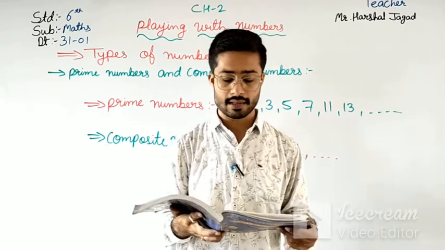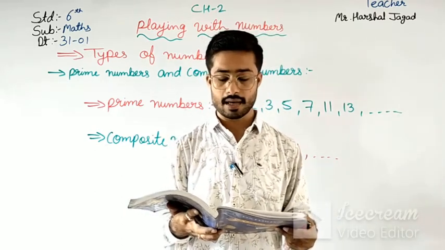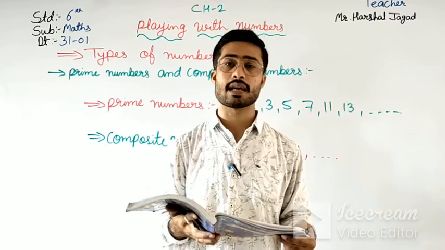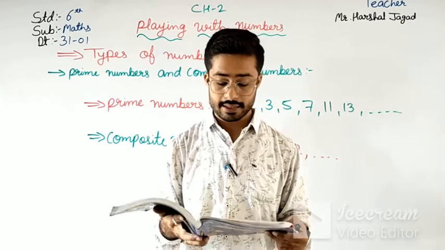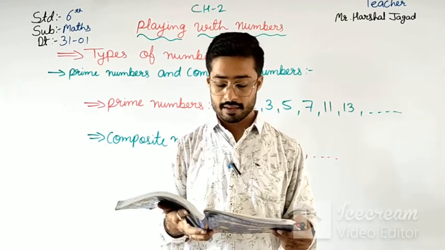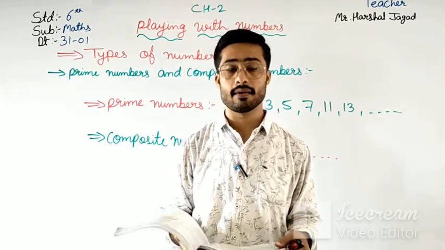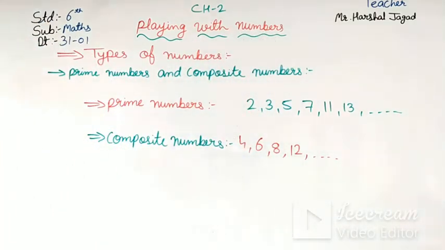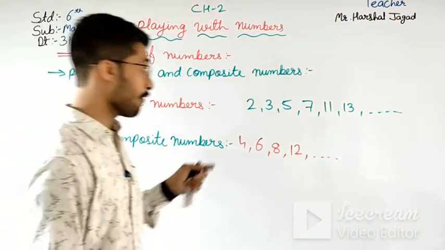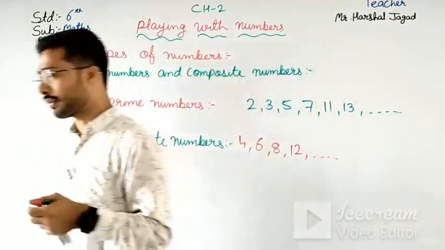So the numbers left uncrossed in the table are all the prime numbers and the crossed ones are all the composite numbers. Here you can see in the table the answer is given. Okay students, so you just draw the table and do it by yourself, or you can just do it here in the textbook. If you want to note this, then you can note.